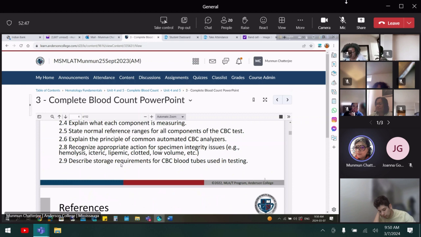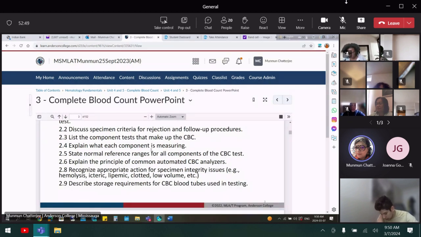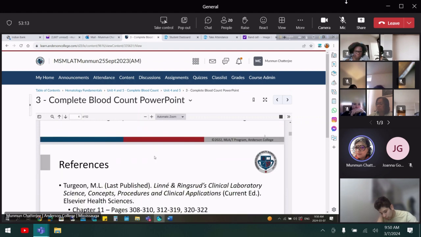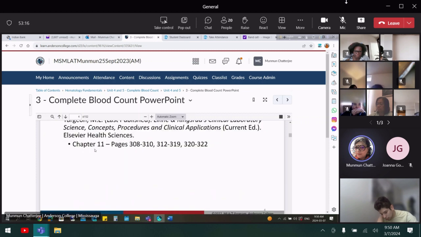And then it tells what component is being measured, what it means if we measure hemoglobin or CBC, erythrocytes or leukocytes, and the principles of the automated analyzer. We are going to come to the automated analyzer here. What is hemolysis? What is the sample, icteric, lipemic, clotted? You all should know which one you are going to accept and which ones not. Everything is there, and this is under chapter 11 in your book, pages 308 to 322.